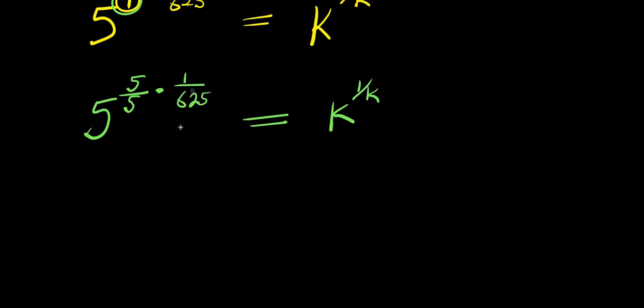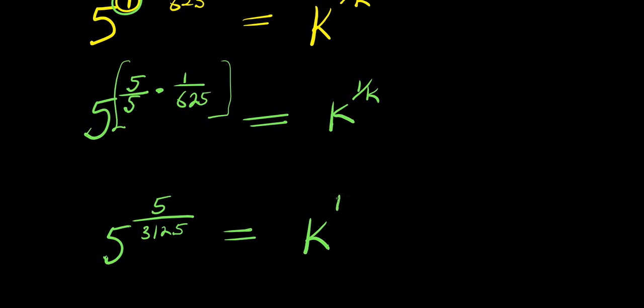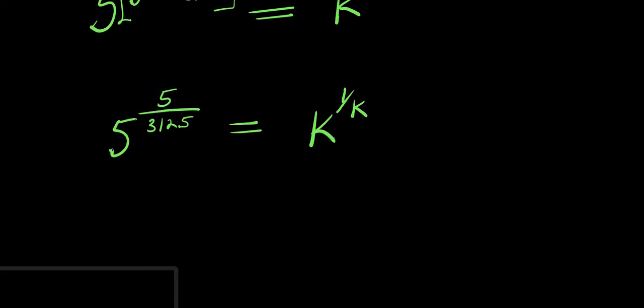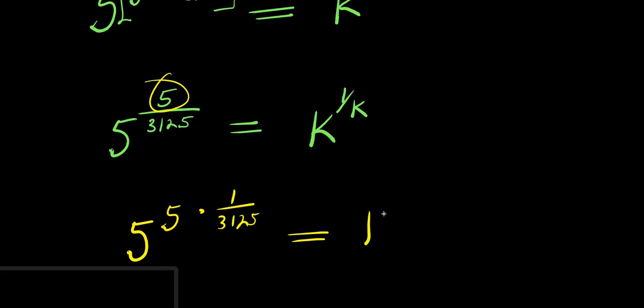So from here, I multiply this out. 5 times 1, that is 5. So I have 5 raised to the power of 5 divided by 5 times 625. That is 3125 equals k to the power of 1 over k. Now at this point, I can factor out 5 here, factor out 5 from here. So we have 5 raised to the power of 5 times 1 over 3125. And this equals k raised to the power of 1 over k.